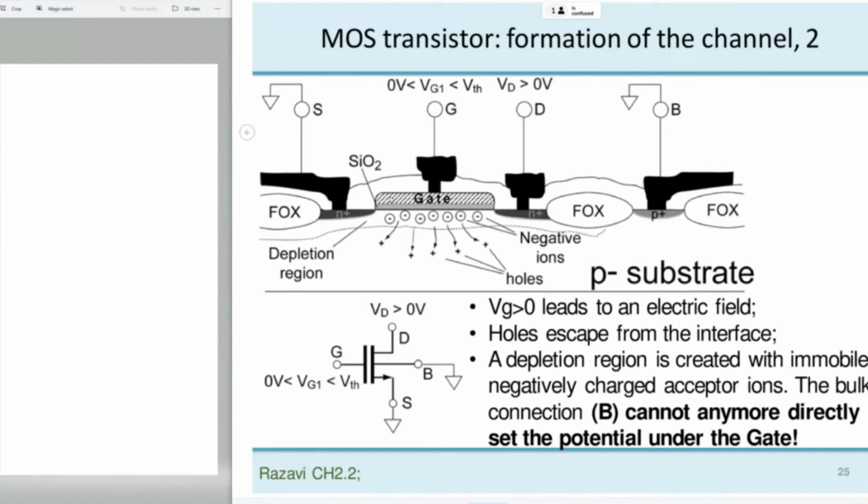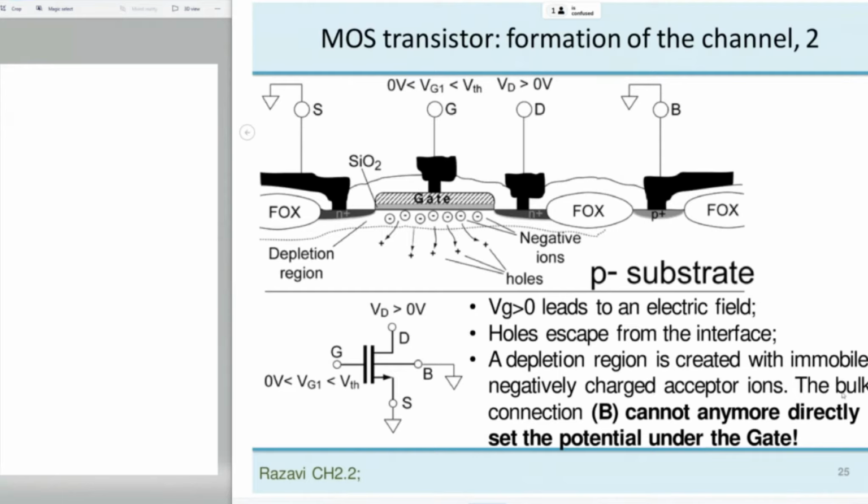Keep in mind, there are no carriers, so no electrons can go from the source and arrive at the drain. And still we say, generally, the structure does not conduct current from the source to the drain. Let's see if I forget something. Yes, the electric field leads to holes escaping, and a depletion region is created.